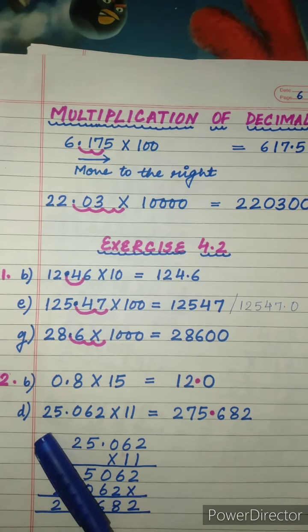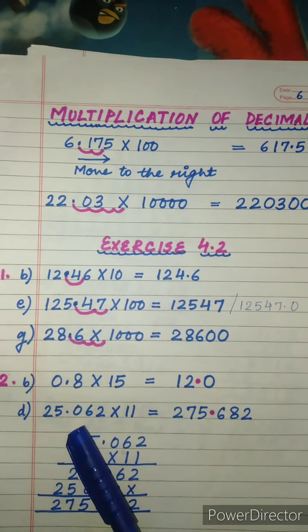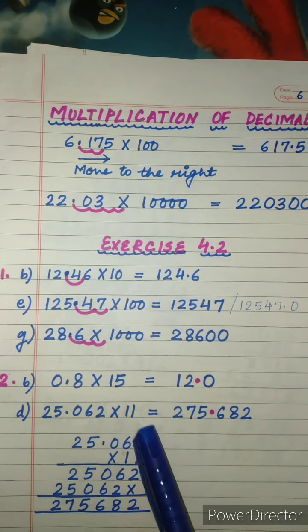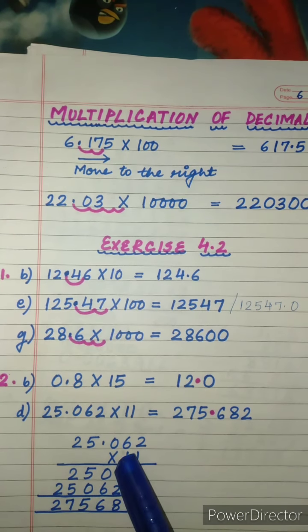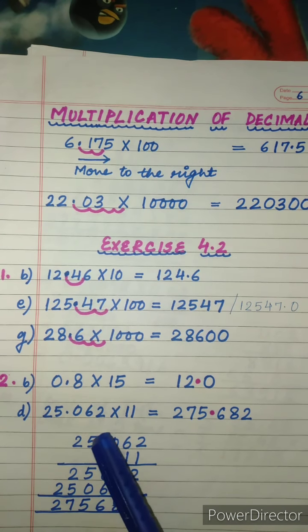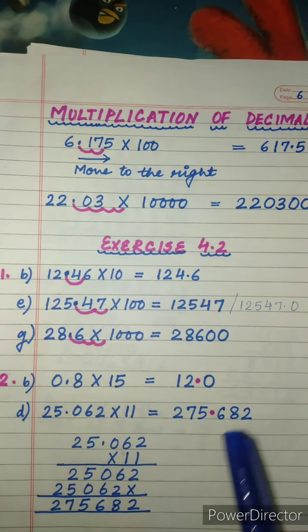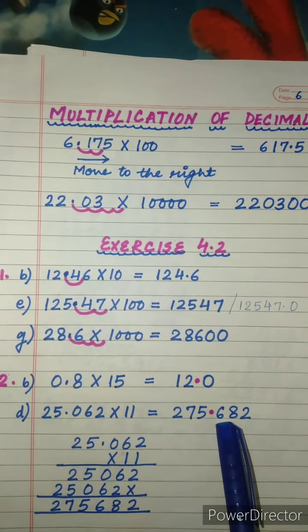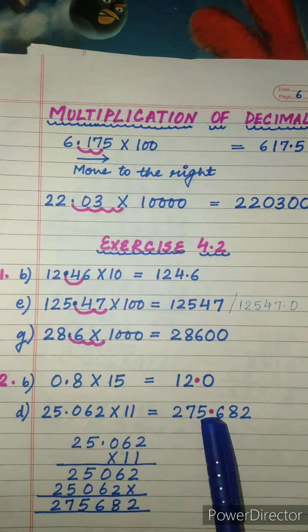D part, we have 25,062 into 11. So when you have multiplied 25,062 by 11, you get 275,682, and we have 3 decimal places after the point. So count the numbers 1, 2 and 3 and put the decimal here.